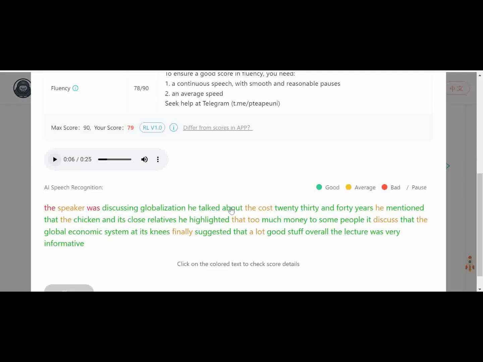He talked about is the template, then this is the phrase, and he mentioned that is the template and these are the phrases. So to get a good score in the fluency, you have to pick up the phrases. But if you are picking the keywords, then you will not get score in the fluency. So I am also getting low score in the fluency because it's 78. So always try to take a good score in the retell lecture, means more than 70, so that you can get good score in the retell lecture.